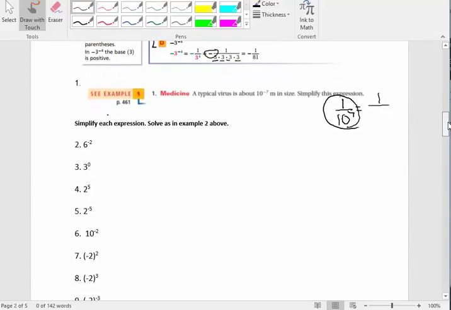All right, so number 2 says 6 to the -2. Make sure you notice if it has a negative exponent, because that tells you that you're going to have a fraction. So first we write it as 1 over 6 squared, and then we simplify what 6 squared is, and 6 squared is the same as 6 times 6, which is 36. That's how you leave your answer. Don't change these to decimals.